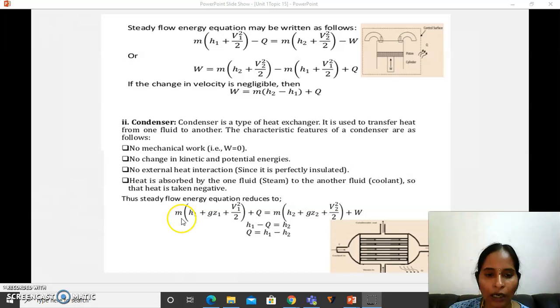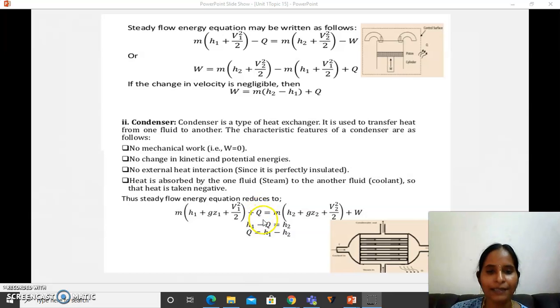Now we will first write the full version of SFE, as I always told you it is good to write the full version and then reduce it one by one according to the data and the purpose of the device. Since kinetic and potential energy are absent, we can neglect g Z1, V1 squared by 2, g Z2 and V2 squared by 2, and we are not expecting any work from the condenser, so W is also absent here, and the remaining terms are only H1, H2 and Q.